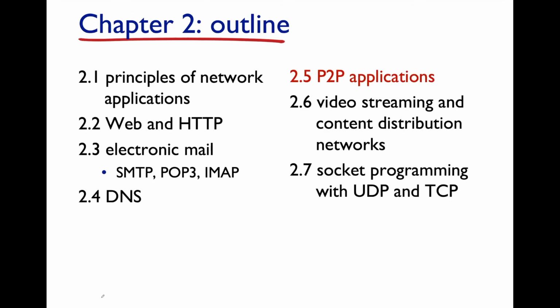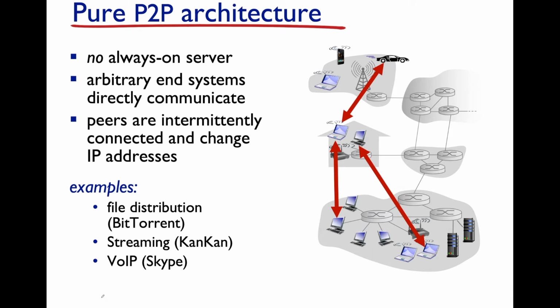So let's take a look at peer-to-peer applications. In peer-to-peer architectures, we have no always-on server. Peers are so-called occasionally connected, meaning they can come and go. Arbitrary end systems, these processes, these peers, communicate directly with one another. These peers are intermittently connected and therefore can change their IP address. Some examples include voice over IP like Skype and file distribution like BitTorrent, very, very popular.